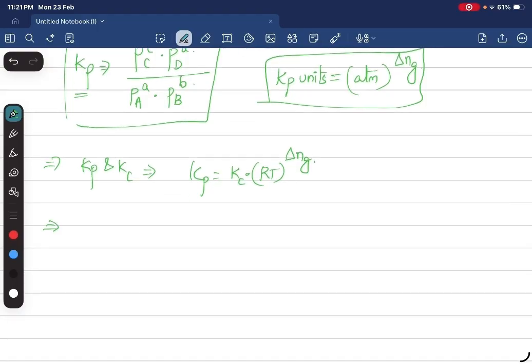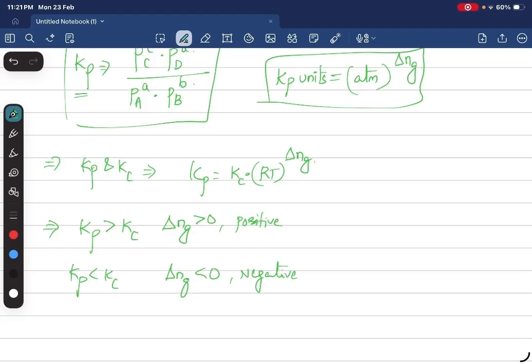Similarly, regarding the relation between Kp and Kc: Kp is greater than Kc where delta ng is positive, or greater than 0. Kp is less than Kc where delta ng is less than 0, meaning negative. And Kp equals Kc where delta ng equals 0.